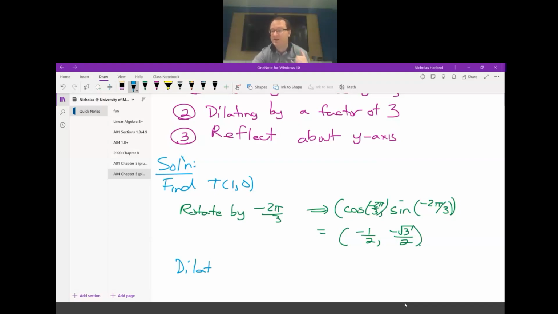Yeah, I mean, I didn't use that, but you could use the fact that cos of negative 2 pi by 3 is equal to cosine of positive 2 pi by 3. It's equal to negative a half either way.